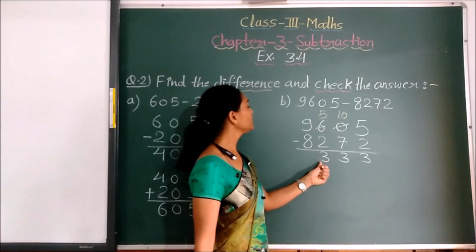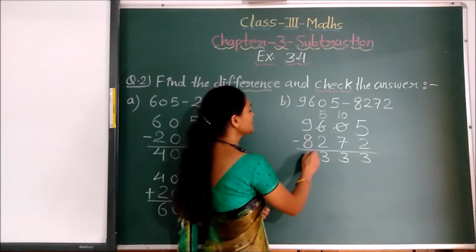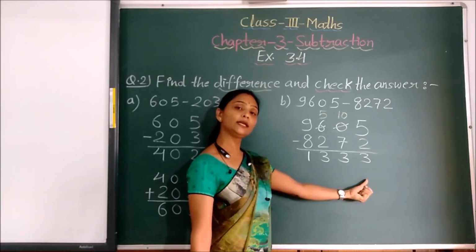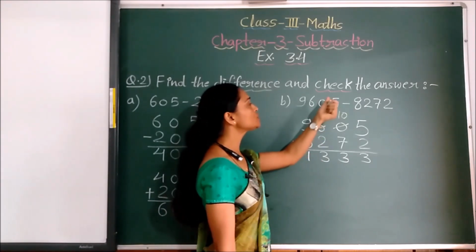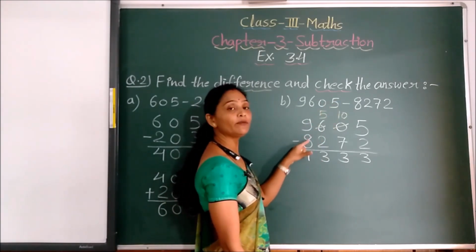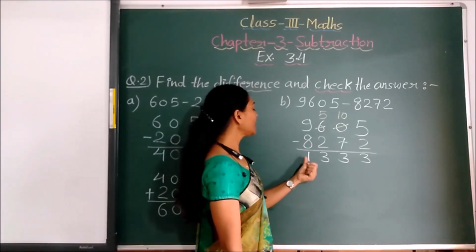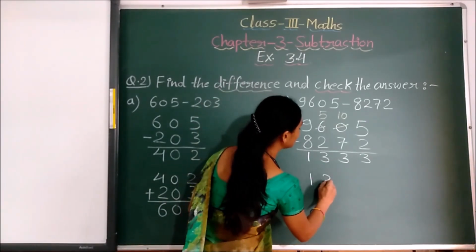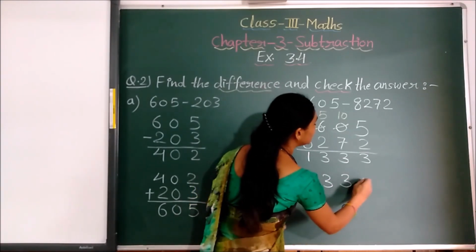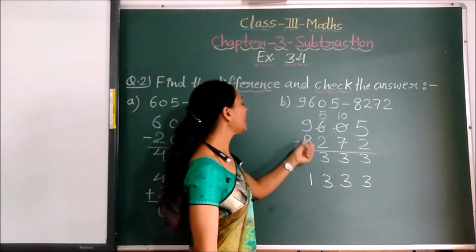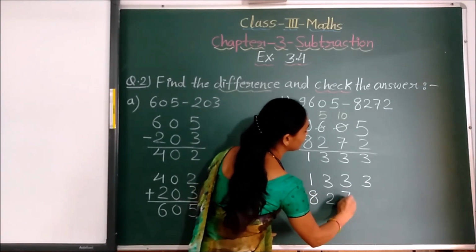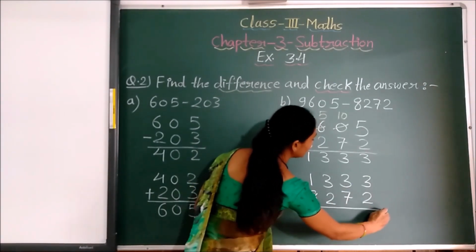once again we got 3 and this 9 minus 8, 1. So we got 1333. Now we have to check our answer. So these two we will add. So for checking, we have to write first this answer here. So we will write here 1333 and then we have to write this number 8272 and then what to do?